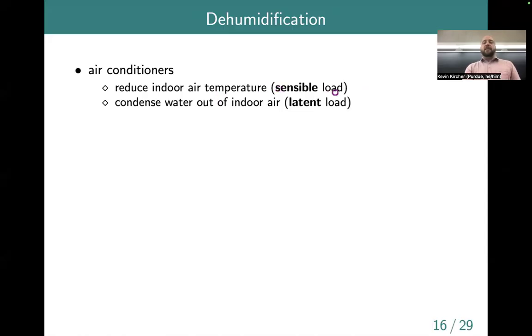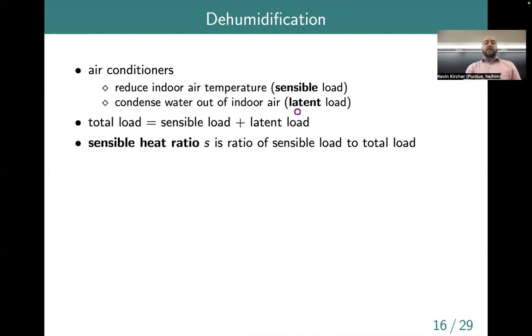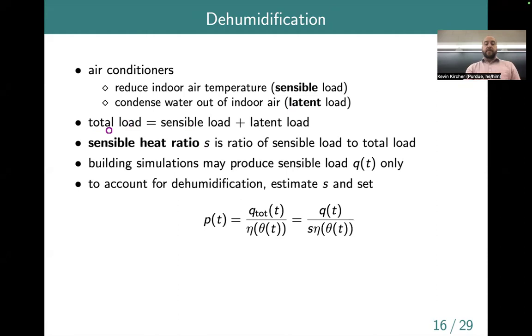So we provide what's called sensible cooling, basically reducing the indoor air temperature, and also what's called latent cooling, so condensing moisture out of the indoor air. Then the total load would be equal to the sensible load, the temperature change component, plus the latent load, the phase change component. And we define the sensible heat ratio, this thing I'm calling S, as just the ratio of the sensible load to the total load.